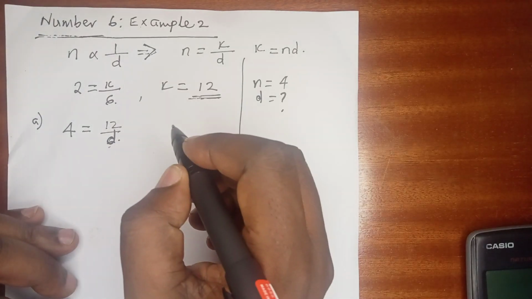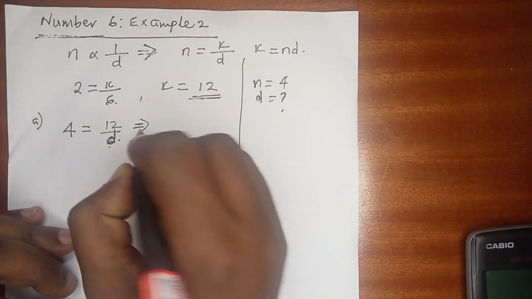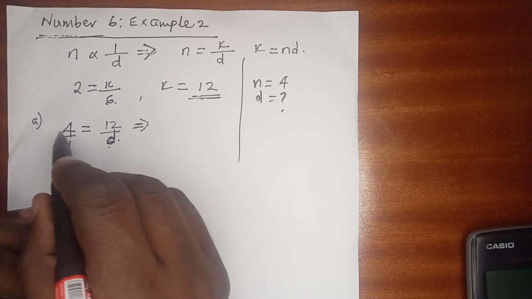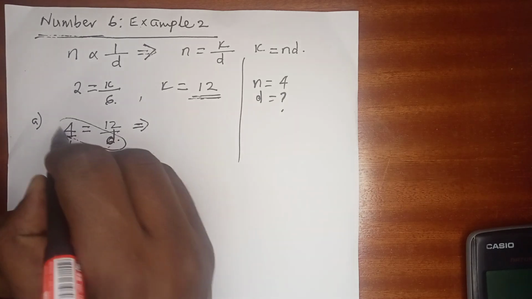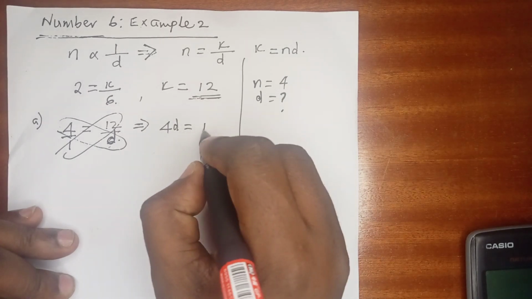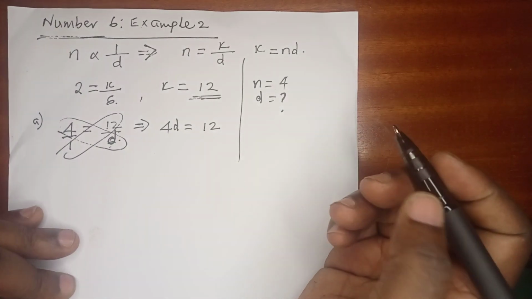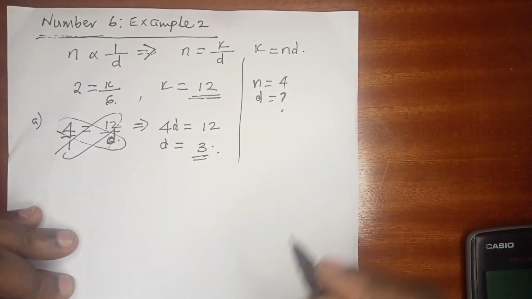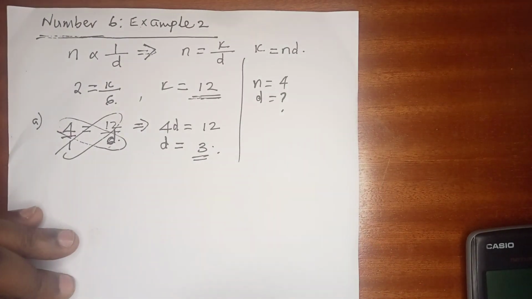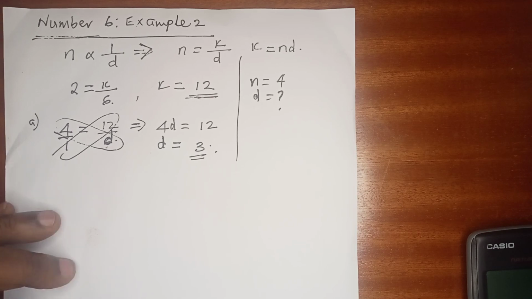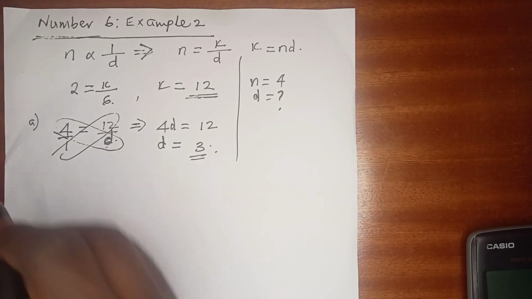Now, you can already see that if you want to make D the subject of the formula, this is naturally over 1. After cross multiplication, we find that 4D is equal to 12 times 1. So 4D is equal to 12. And dividing both sides by 4, you find that D is equal to 3. So it takes 3 days when using 4 pumps.